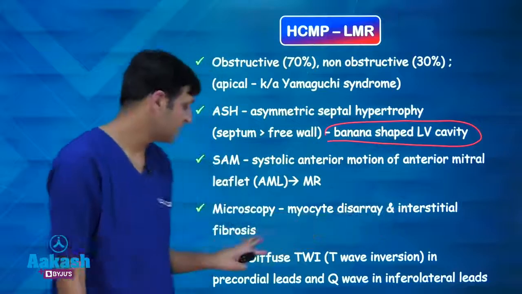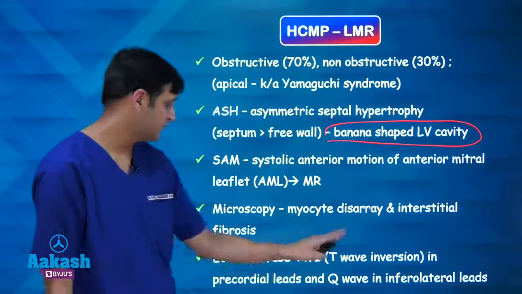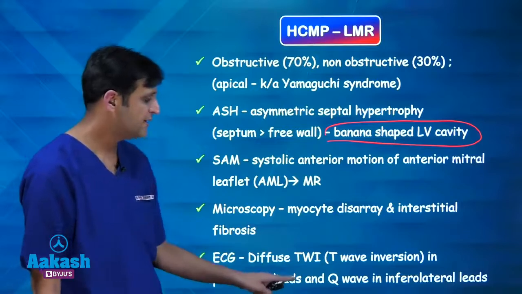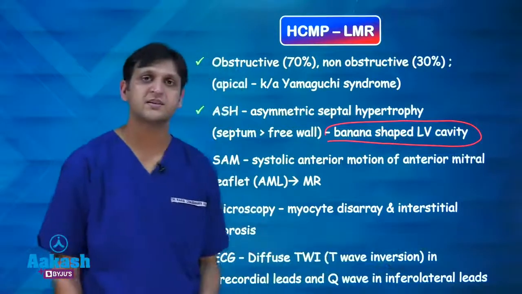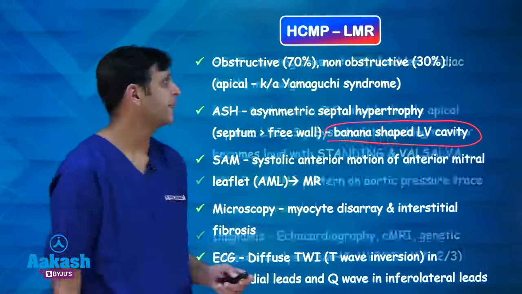Myocyte disarray and interstitial fibrosis. What is the characteristic ECG finding? Diffuse T wave inversion in the precordial leads and Q wave in the inferolateral leads. So you may feel that it is an old inferior infarct. So you get that pattern in HCM.